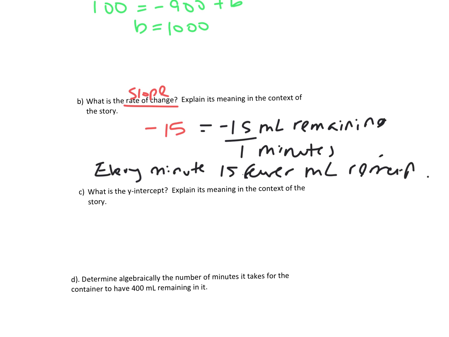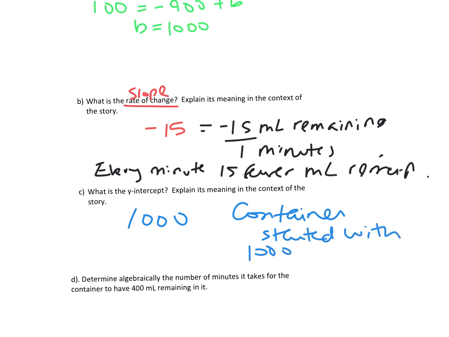Okay, what is the y-intercept? So the y-intercept is 1,000. That's your b value. So you should quickly recognize that. Remember that the y-intercept is the initial value. It's the starting amount. It's the flat rate in certain situations. In this case, it's the amount of water that you started with in the container. So the container started with 1,000 milliliters of water.